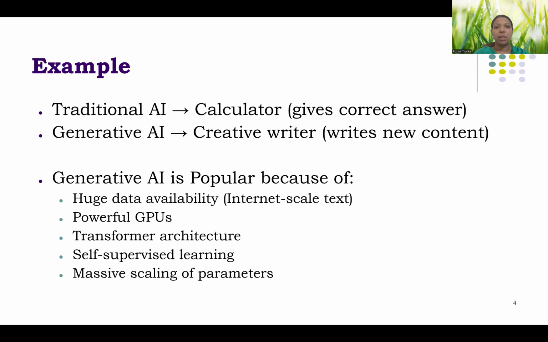In what areas is generative AI popular, and why is it popular? Because of data availability, and because there are many good transformer architectures, which we'll discuss in upcoming videos. And it is self-supervised learning. In traditional AI we have supervised learning, but here it is self-supervised learning. Since it is trained with billions of parameters, it can also scale up. These are some of the important points about generative AI.